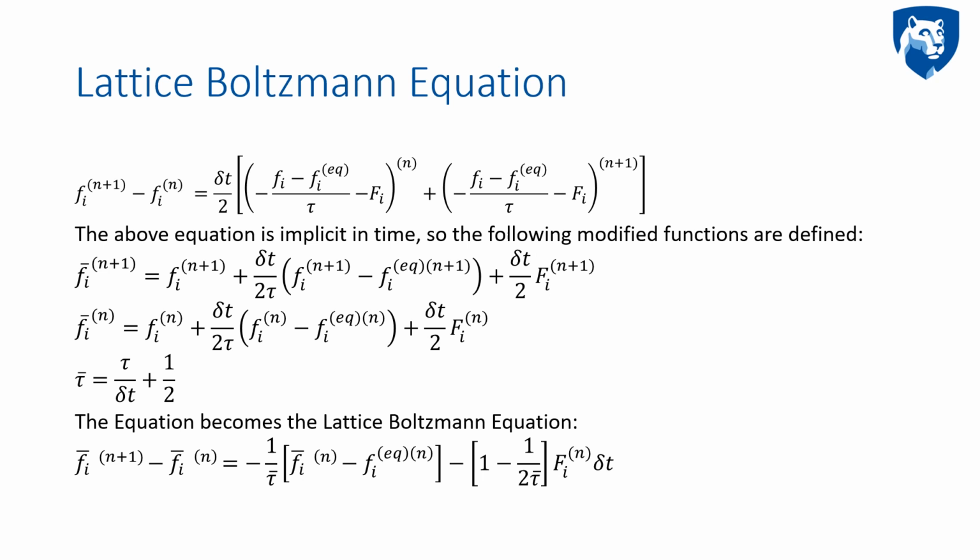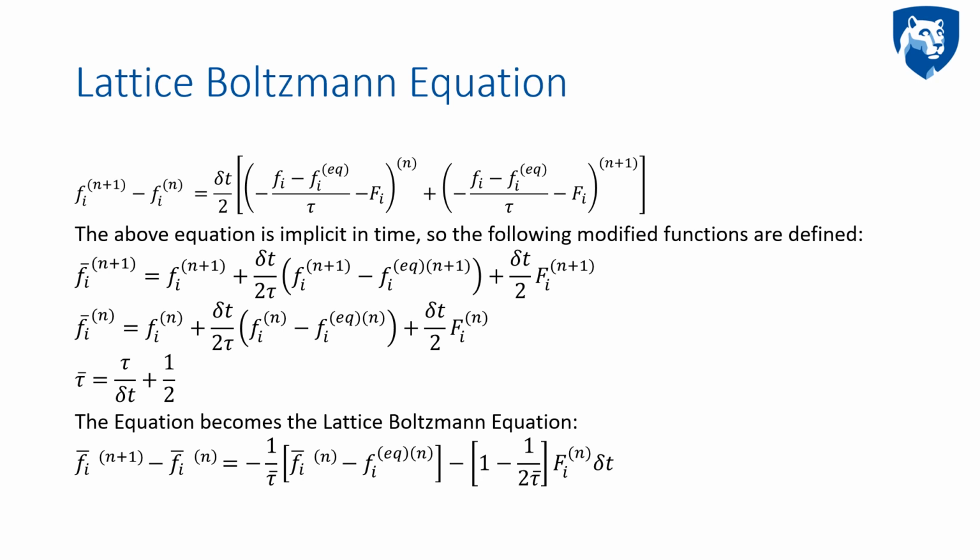Now you'll notice that this is the variable we have to solve for, which is the distribution function at the next time step. However, this equation is implicit in time, since we have another term right here, which has a time level of n plus 1. So we want to solve for f_i n plus 1, but we already have an f_i n plus 1 on the right-hand side. So we need to convert this into an explicit form.